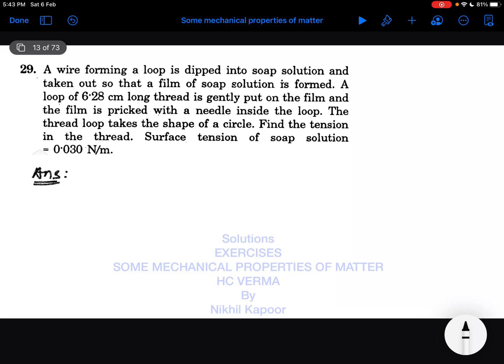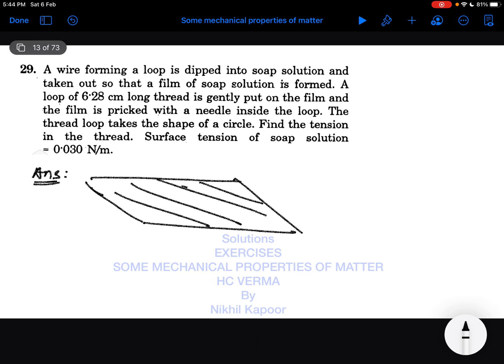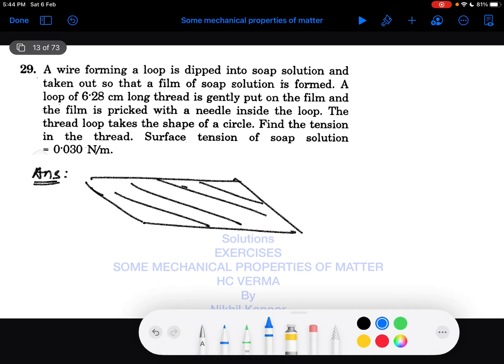Start with the 29th example. A wire forming a loop is dipped in a soap solution and taken out so that the film of soap solution is formed. So here is the frame on which a film of soap solution is being formed. Now what is said here?